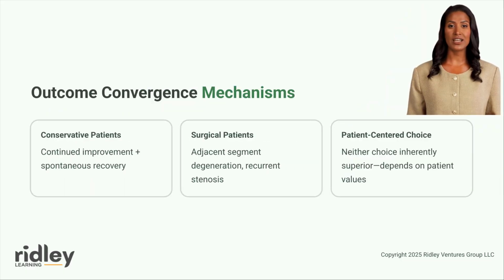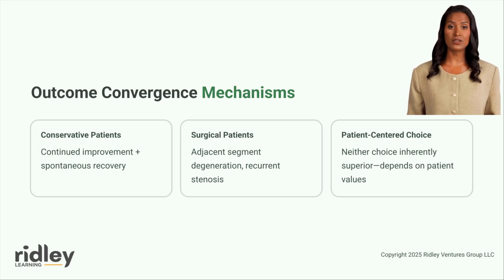The mechanisms underlying outcome convergence likely involve both continued improvement in conservatively managed patients and some deterioration in surgical patients over time. Natural history studies indicate that approximately 1/3 of stenosis patients improve spontaneously without intervention, suggesting that extended conservative management allows time for spontaneous recovery in responsive individuals. Simultaneously, surgical patients may experience adjacent segment degeneration, recurrent stenosis, or other late complications that erode initial surgical gains. The net result is functional equivalence at long-term follow-up despite divergent early trajectories.